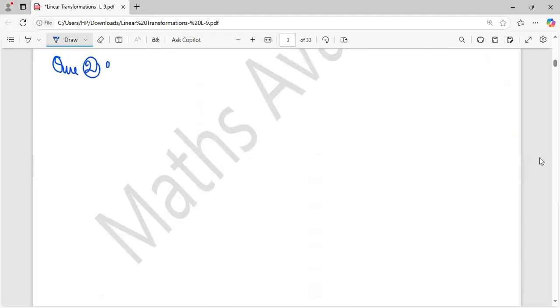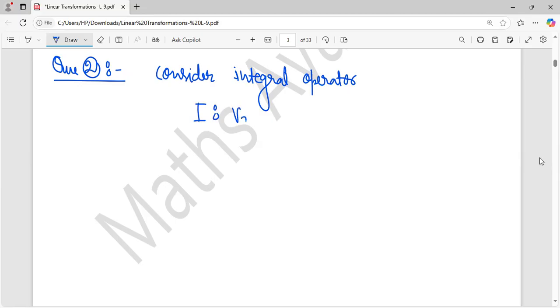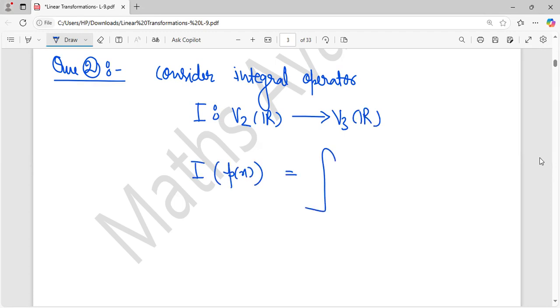Question 2. Now consider the integration operator, or you can say the integral operator I from V2R to V3R. So what is this? You take P(x) and you take the integration of P(t) dt.